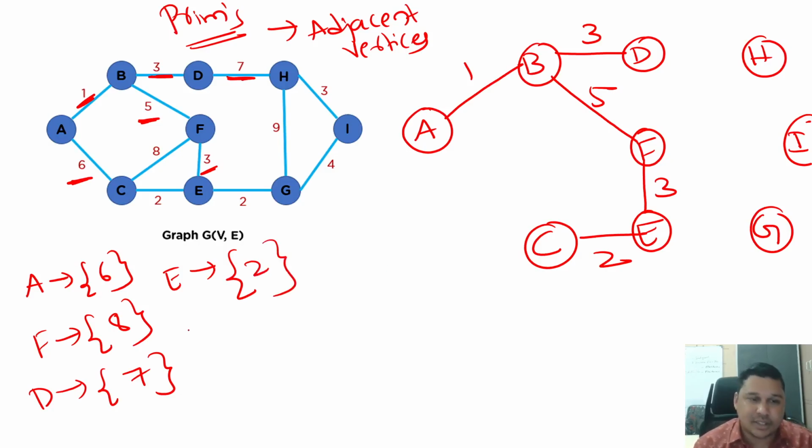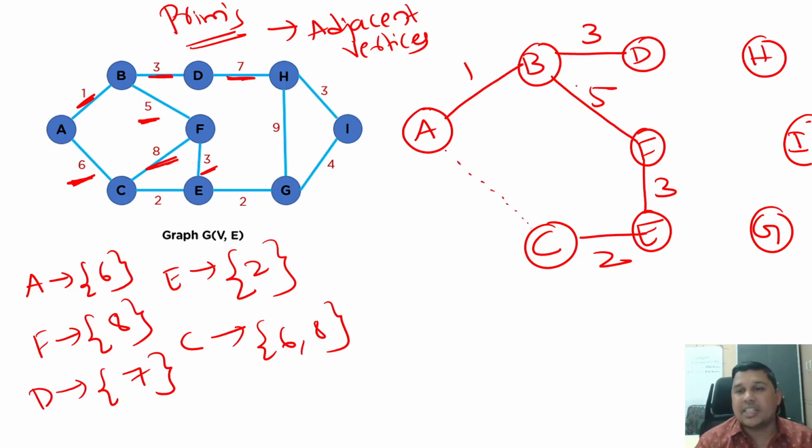Now I got a new vertex C. From C, what are the alternatives? One is 6, other is 8. But if you see, if I connect A and C, it is forming a cycle. See, this is forming a cycle here. So I should not include 6. Again, if I include 8, again it is forming a cycle like this. So I should not include 8. So I cannot proceed with this C. Okay, so even after adding C, I cannot do anything.